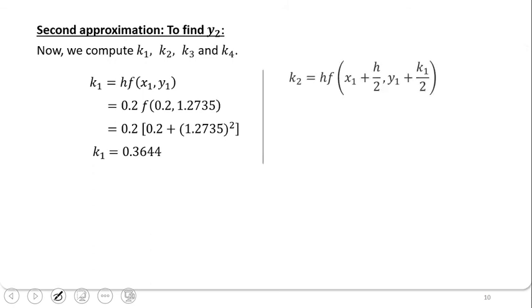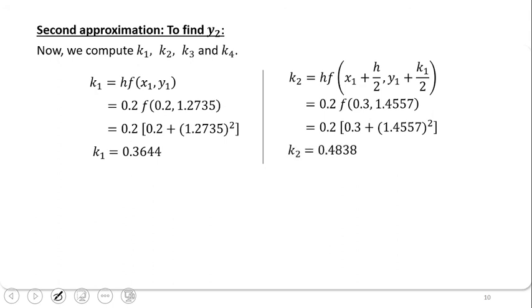Now the formula for k2 is h times f of x1 plus h by 2 comma y1 plus k1 by 2. Now substitute the values of h, x1, y1 and k1 here. Then it is 0.2 times f of 0.3 comma 1.4557, which is equal to 0.2 times 0.3 plus 1.4557 square. If we simplify this, it is equal to 0.4838 corrected to 4 decimal places.